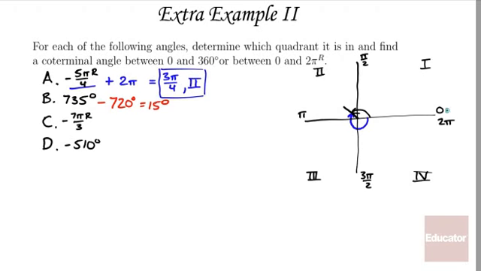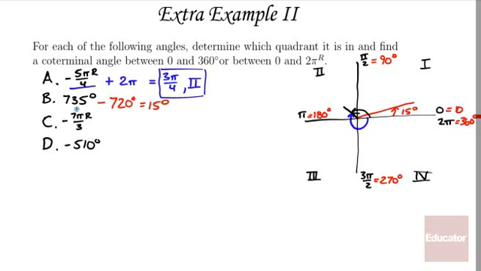Well, if we write things in terms of degrees here, 0 is 0 degrees. Pi over 2 is 90 degrees. Pi is 180 degrees. 3 pi over 2 is 270 degrees. And 2 pi is 360 degrees. And 15 degrees is between 0 and 90, so that's right about there.